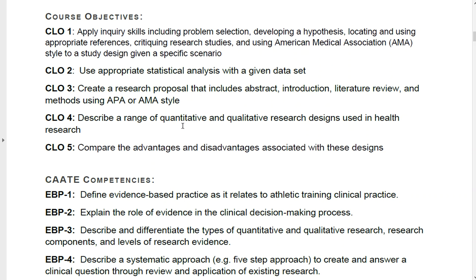Describe a range of quantitative and qualitative research designs. You're going to be learning a little bit of both. When we talk about quantitative, we're talking about statistics and numbers, quantity. When we talk about qualitative, we're talking about quality. It's more of an observational kind of concept. There are really no numbers involved with that one.